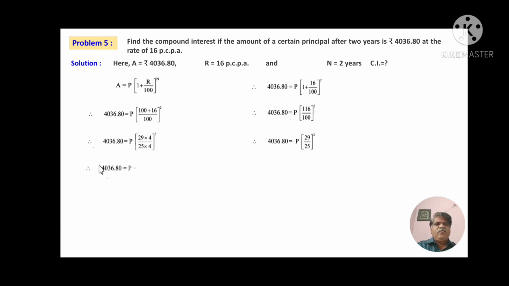Again, we will get 4036.80 is equal to P into 29 upon 25 and into 29 upon 25. Therefore, we can write that 4036.80 into 25 into 25, this taken to the left hand side, it will become multiplied, and this will go to the denominator, 29 into 29 is equal to P. Therefore, P's value after simplifying this, we are getting as 3000.